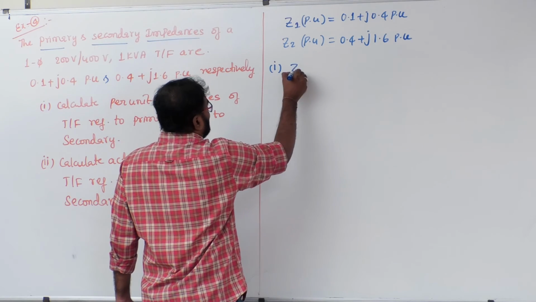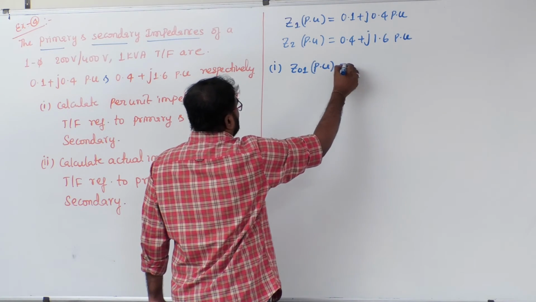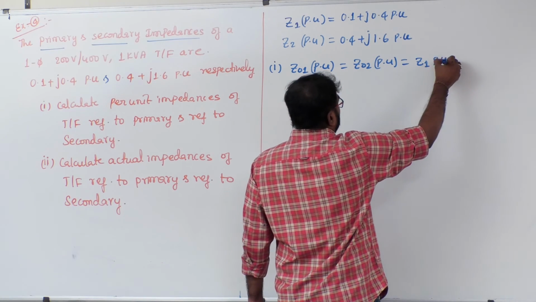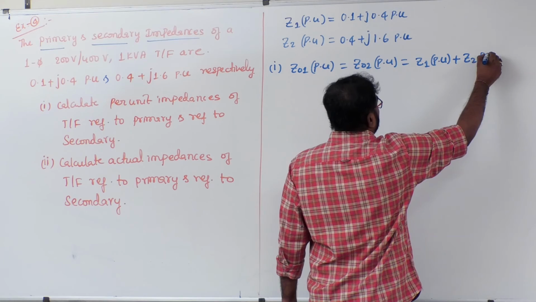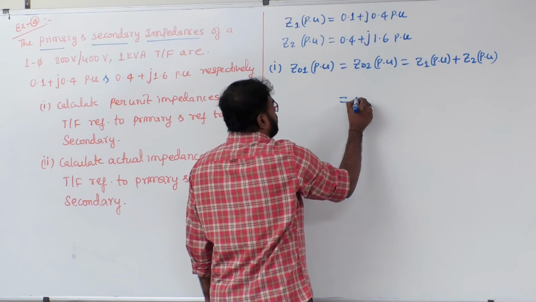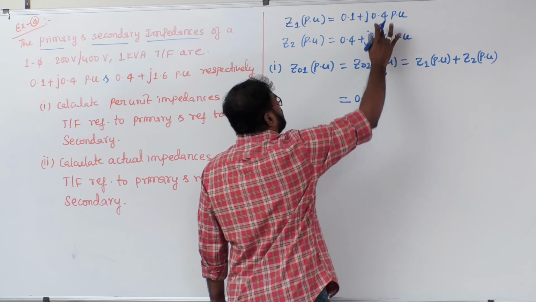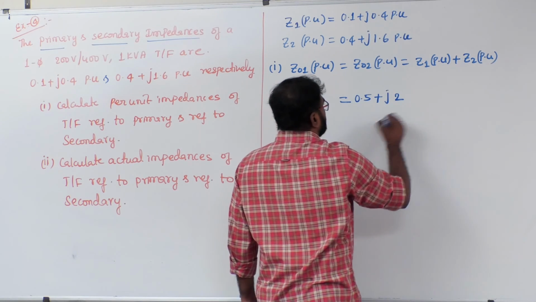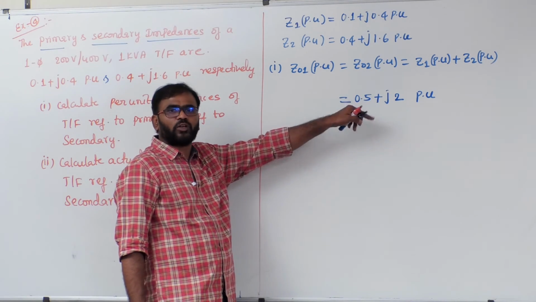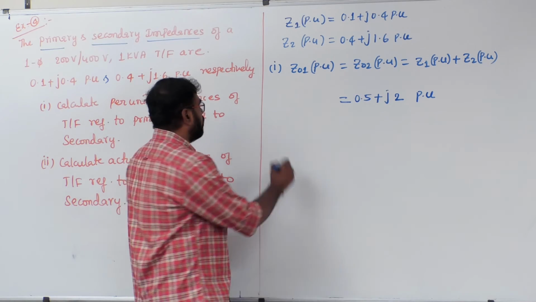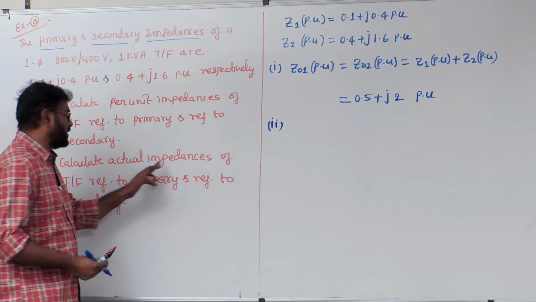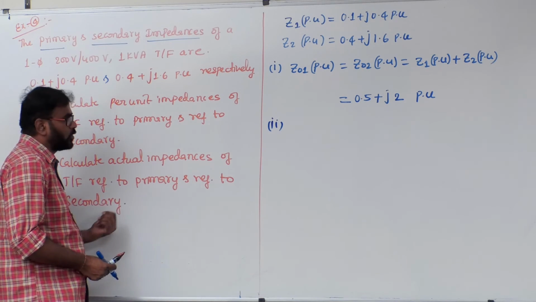Now, have a look, sir. First question, sir. We know that Z01 per unit and Z02 per unit are same. That is equal to Z1 per unit plus Z2 per unit. So, what I get now? I need to add Z1 and Z2. 0.1 plus 0.4 is 0.5, plus j0.4 plus j1.6, that is j2. So, 0.5 plus j2 per unit. That is the impedance referred to primary and impedance referred to secondary. So, coming to the second question, what is asking? Calculate the actual impedance of transformer referred to primary and referred to secondary.